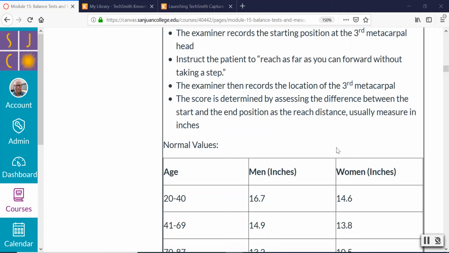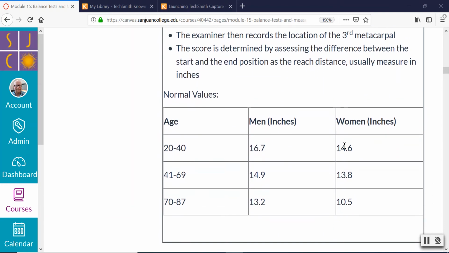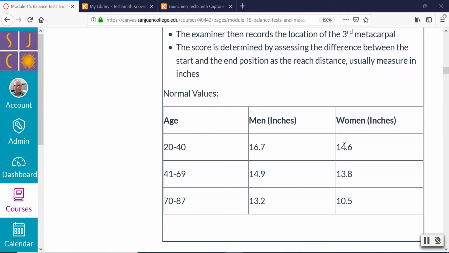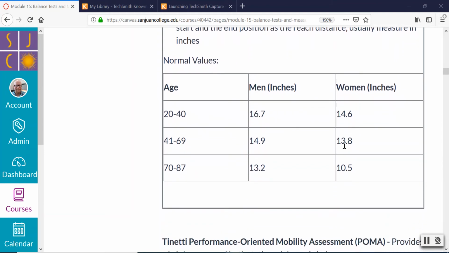Because remember, balance is how well you can keep your stability when you reach out, when the center of mass gets outside of that base of support, right? If you can challenge that center of mass and make it further away by having somebody lean, then you'll know. And so I'll show you. You do see this one a lot. Functional reach test is used a lot by PTs.